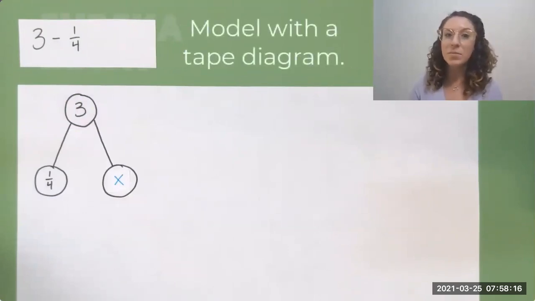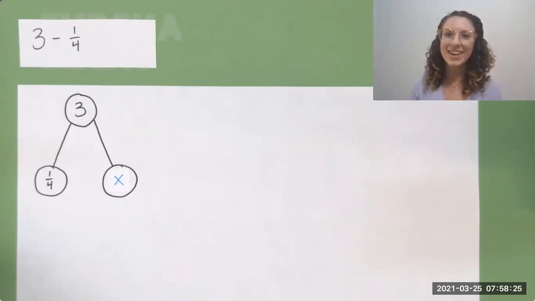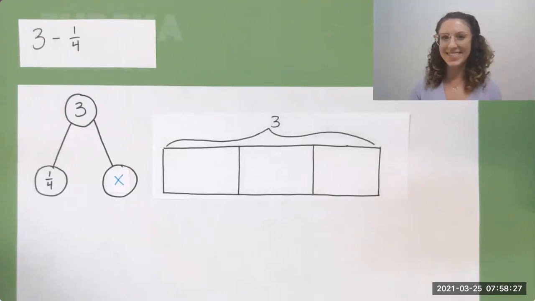Now, model with a tape diagram. What part will you model first? Pause to draw. Ready? Here's mine. Did you also model 3 first? Now, let's subtract 1/4. Where is 1/4? I don't see any fourths, just 3 ones. How can we create fourths in this model? We can decompose the last 1 into 4 parts. Follow along with me.